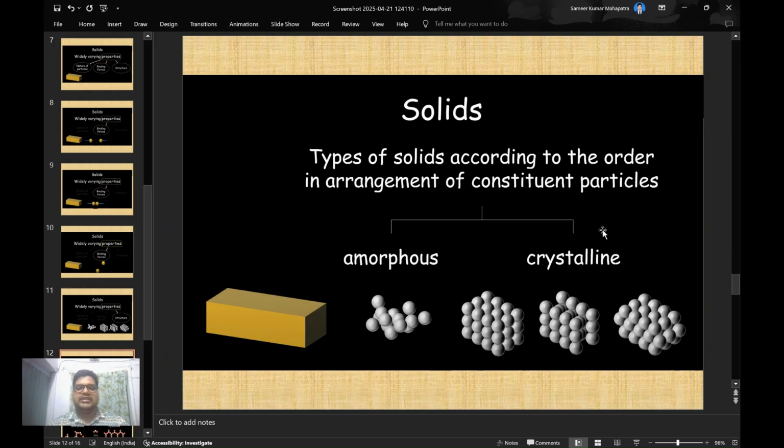Amorphous is a Greek word where A means no and morphos means shape. So amorphous means no shape and no order. While in the crystalline solid, the constituent particles are arranged in a regular and repeated pattern. So due to this, they show different properties.